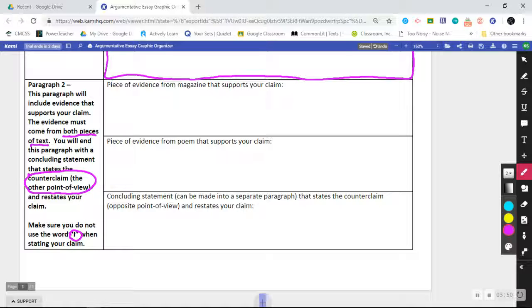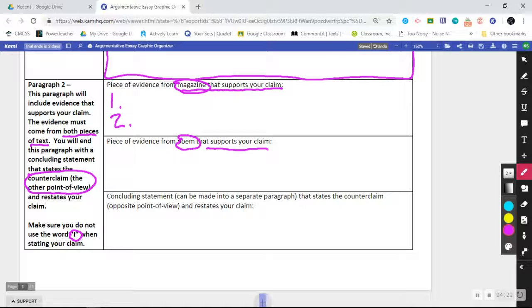So this box right here, piece of evidence from magazine that supports your claim. What's a piece of evidence from the magazine article that supports your claim? Pretty much the evidence that we pulled out that the author used is the same evidence you're going to use. So you can give me one piece of evidence, you can do two, however many you want, but it has to be at least one. So that's the magazine.